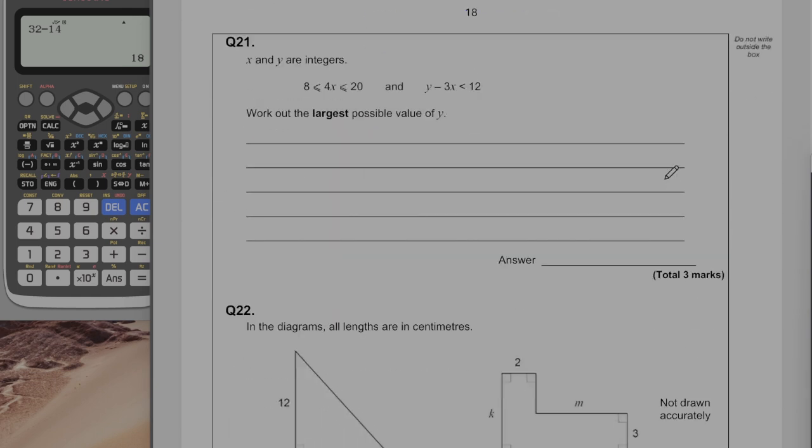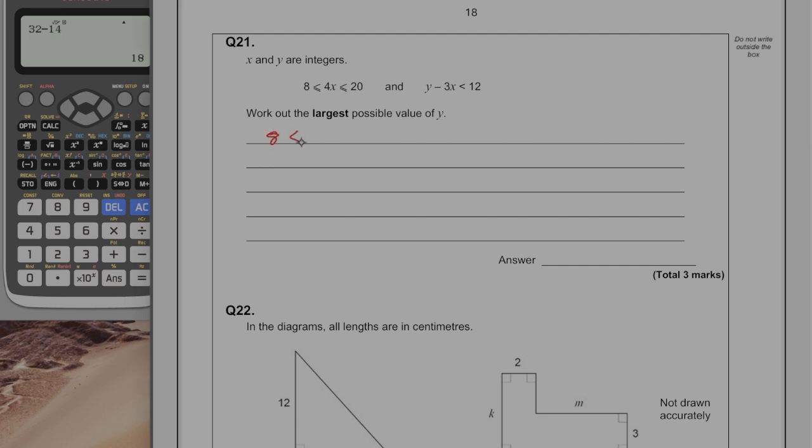Right, question 21. x and y are integers. Work out the largest possible value for y. Okay, so if I start with the first one, x has to be less than or equal to 4x is less than or equal to 20. If I divide all three parts by 4, that means that x is less than or equal to 5.